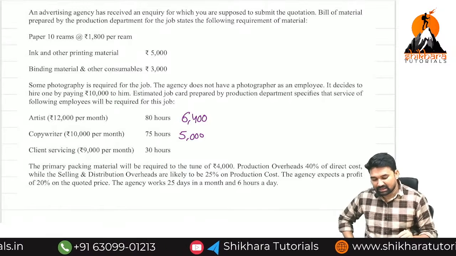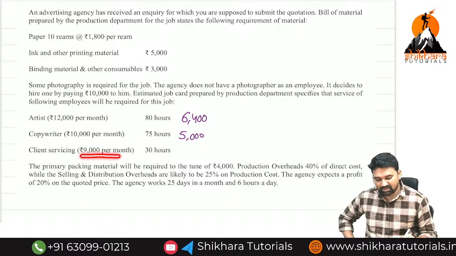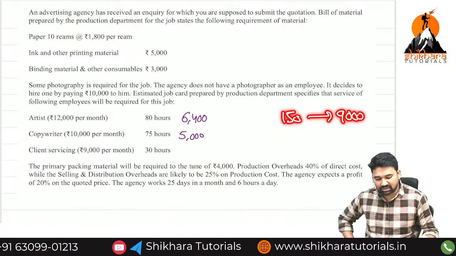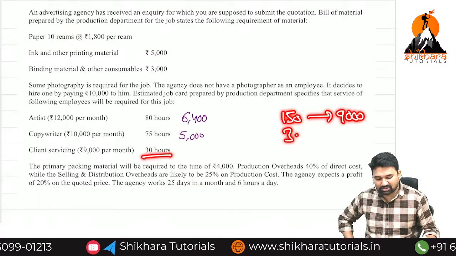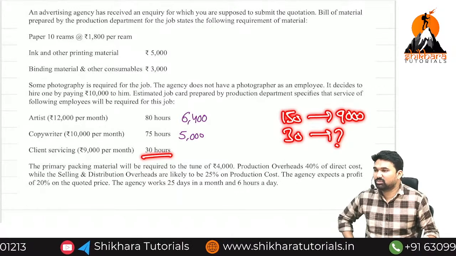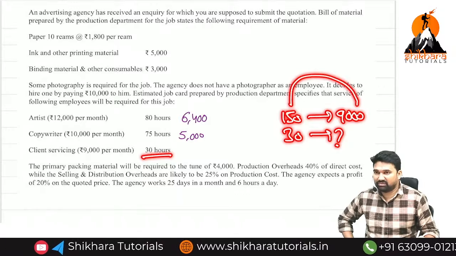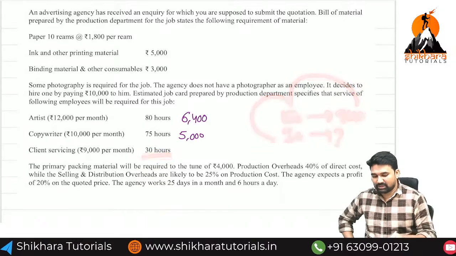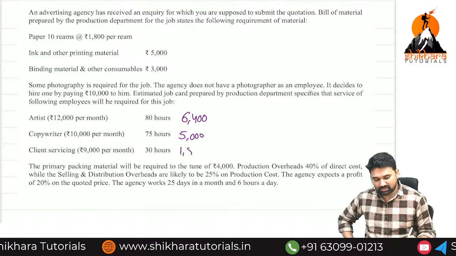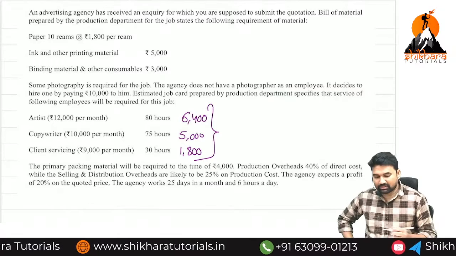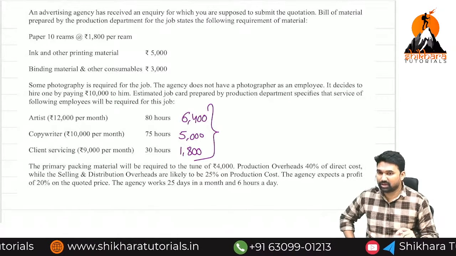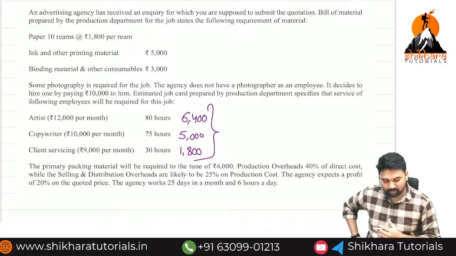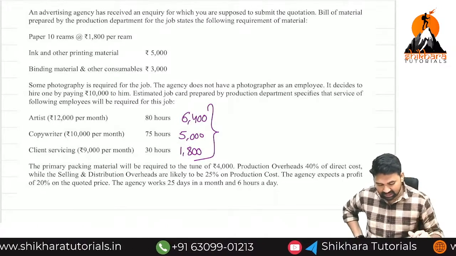And listen, client servicing is 9,000 per month. That means for 150 hours it is 9,000. And how much is it for 30 hours? 9,000 divided by 150 into 30. How much? 1800. Okay, so this is the salary. That means for the job card, production department services, salaries and all, we have to write.